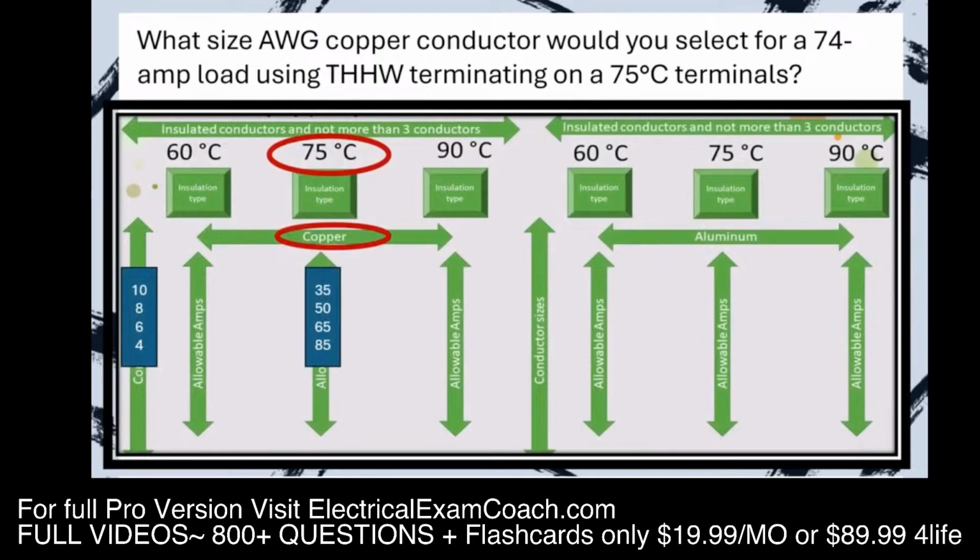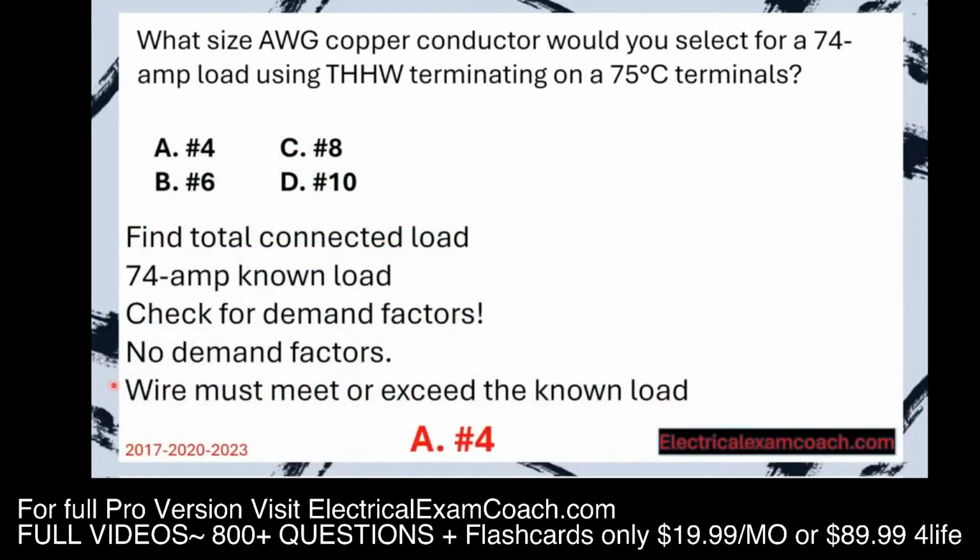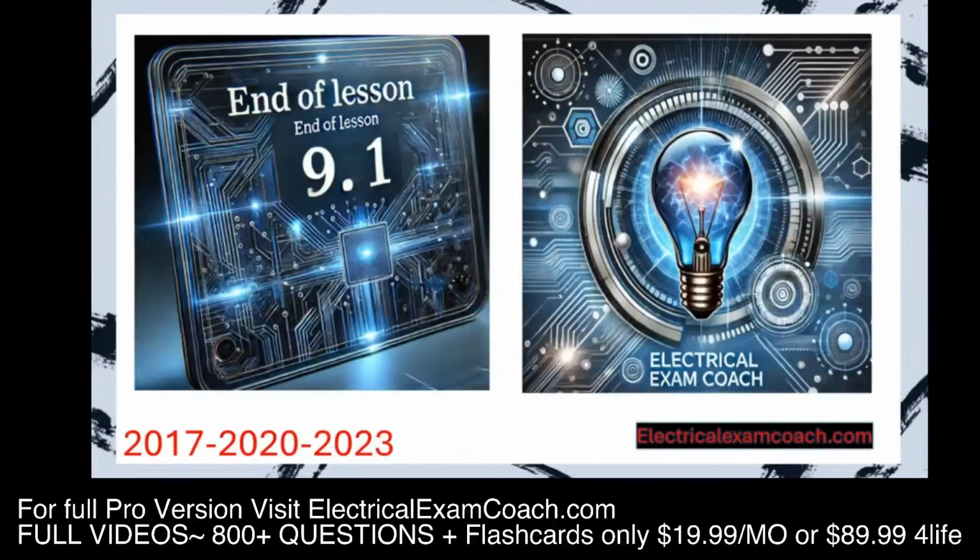And we have to remember that our wire must meet or exceed the known load. We head to our primary ampacity table. We make sure that we're on the right side of the table. In this case, it's copper. And we have 75-degree C terminals. So now we take off and find a wire that will cover the known load. We find one that will cover 74 amps. We use a straight edge to come over and tee off at number 4. And we're going to select A. Great job. That's the end of lesson 9.1.